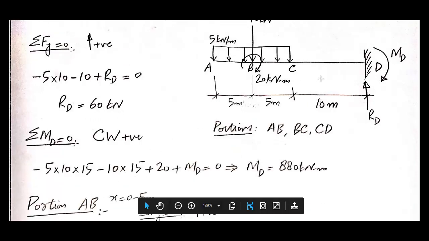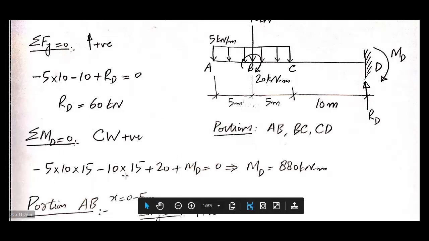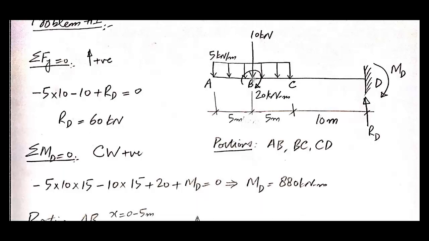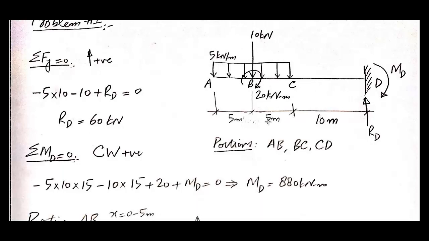Next, for resisting moment, we will apply sigma MD equal to 0 with the convention of clockwise moment as positive. First of all, the area of the UDL is 5 into 10, and the resultant will be acting at the centroid of the area, meaning here at point B, and this resultant acting in the downward direction will produce moment in counterclockwise direction about point D. That is why we have taken it as negative. So 5 into 10 is the magnitude of the load, and 15 is the lever arm, because the resultant will be acting at point B, and the distance of point B with respect to support D is 15.